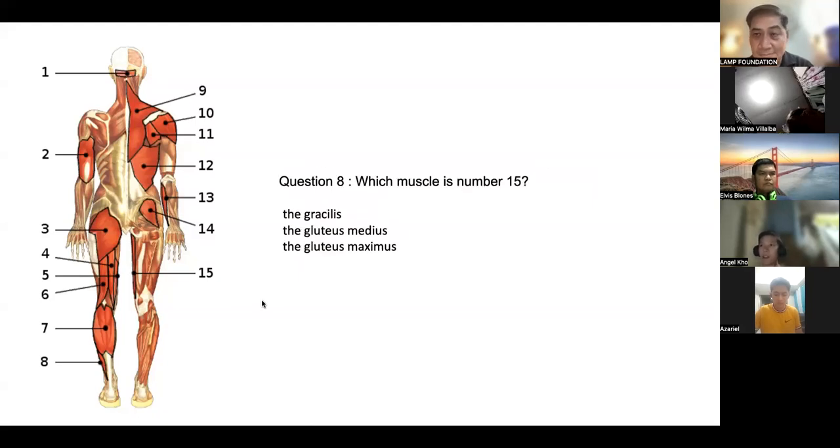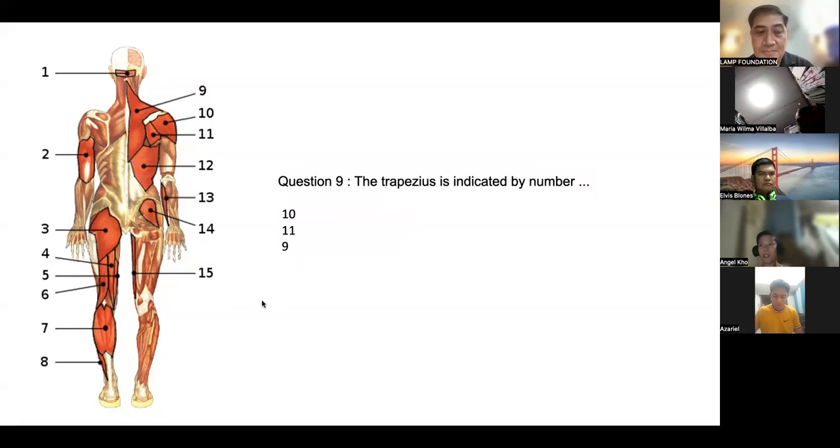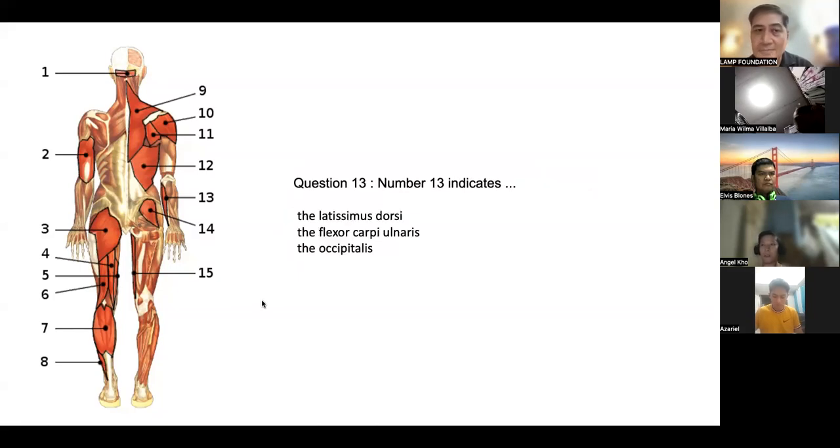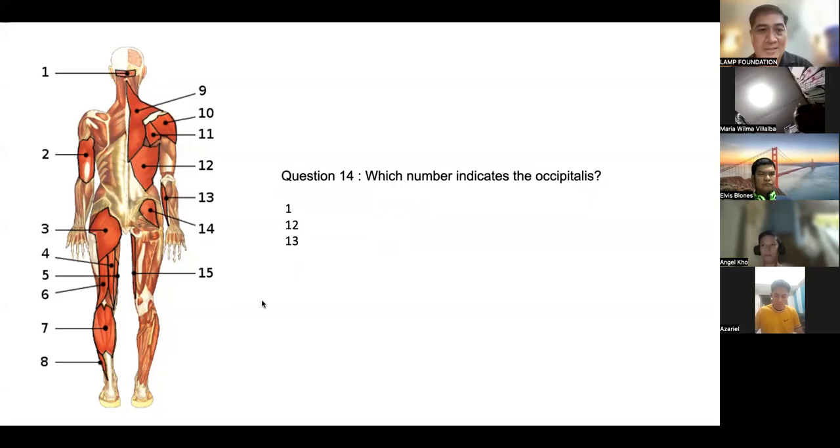Which muscle is number 15? Number 15, the gracilis. The trapezius is indicated by number what? Number 9. Number 14 indicates what? The gluteus medius. Number 11 is pointing to? The infraspinatus. Okay. Number 3 is pointing to? The gluteus maximus. Number 13 indicates? The flexor carpi ulnaris.